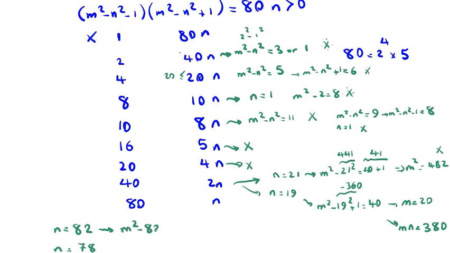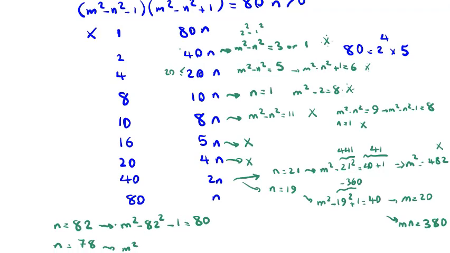m squared minus 82 squared minus 1 is 80. In this case, let me write here, m squared minus 78 squared minus 1 is 80. So from the first one, m squared equals 80 plus 82 squared plus 1. For this one, m squared equals 80 plus 78 squared minus 1.